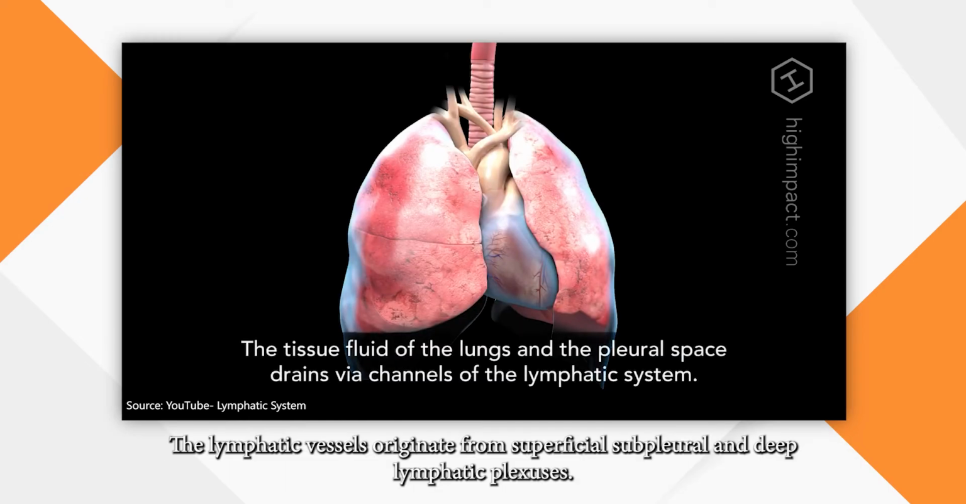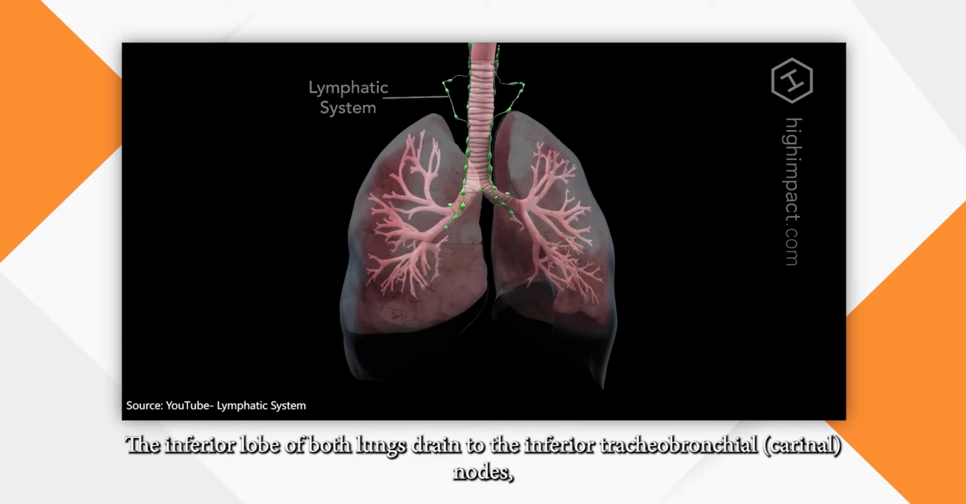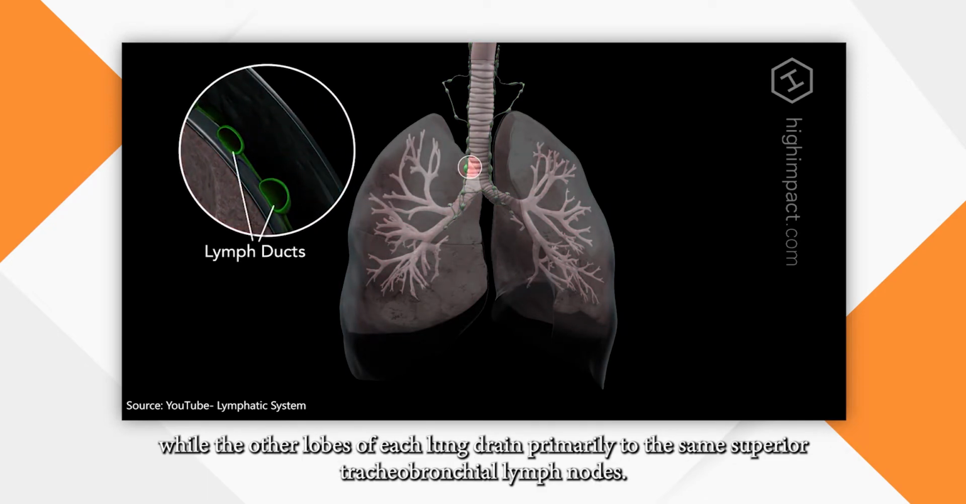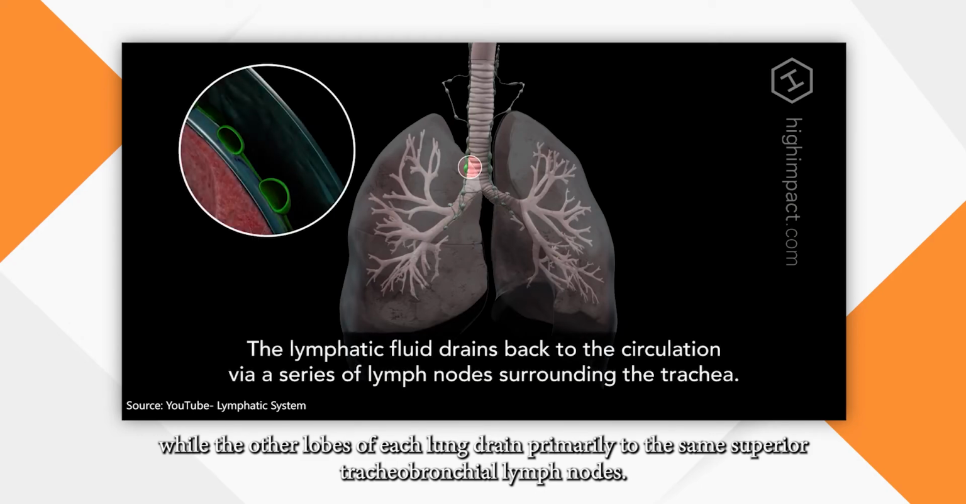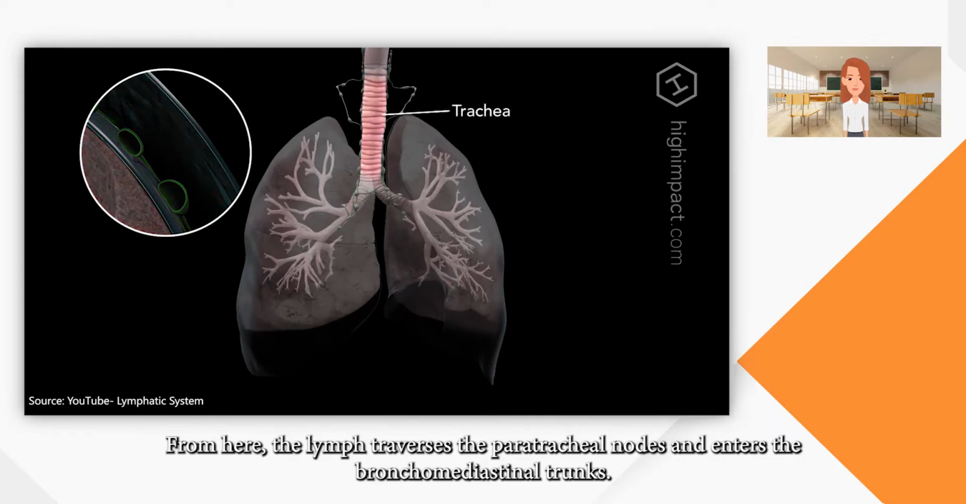The lymphatic vessels originate from superficial subpleural and deep lymphatic plexuses. The inferior lobe of both lungs drain to the inferior tracheobronchial nodes, while the other lobes of each lung drain primarily to the superior tracheobronchial lymph nodes. From here, the lymph traverses the paratracheal nodes and enters the bronchomediastinal trunks.